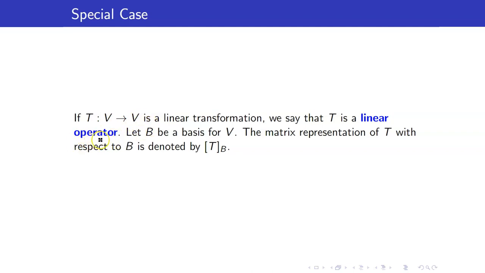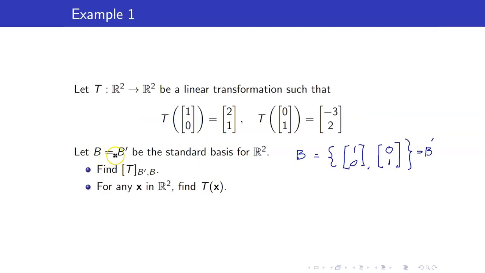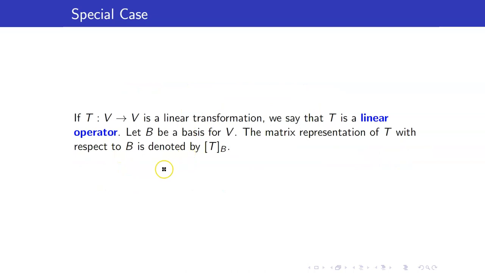And just like what we had in this example, your B is the same as B prime. Instead of writing T from B to B, we just drop the other one. We just write it as T of B, and we say that it is the matrix representation of T with respect to B. We no longer say the matrix representation of T with respect to B and B prime.